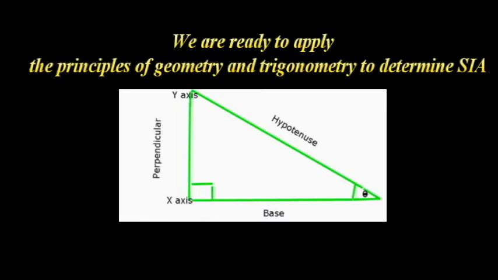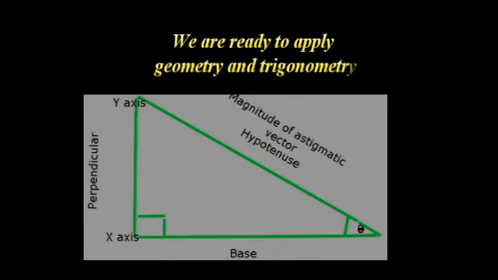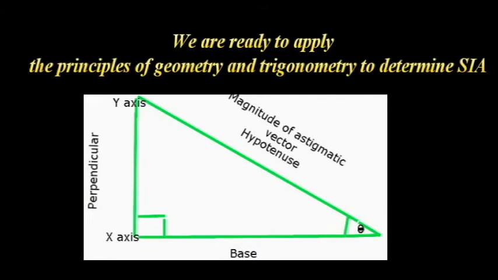What do we know about right angle triangles? We know in a right angle triangle, sine theta is perpendicular by hypotenuse and cos theta is base by hypotenuse. We also know that the side that is opposite to theta is the perpendicular or the y-axis, and the side that is opposite to the right angle is the hypotenuse. Now, in SIA analysis through the Cartesian coordinates, we have to take the hypotenuse as the magnitude.